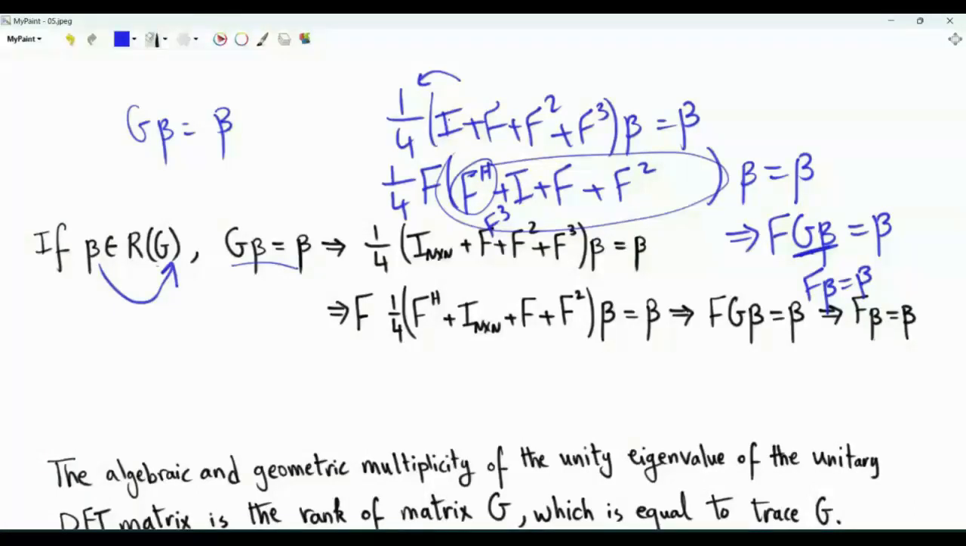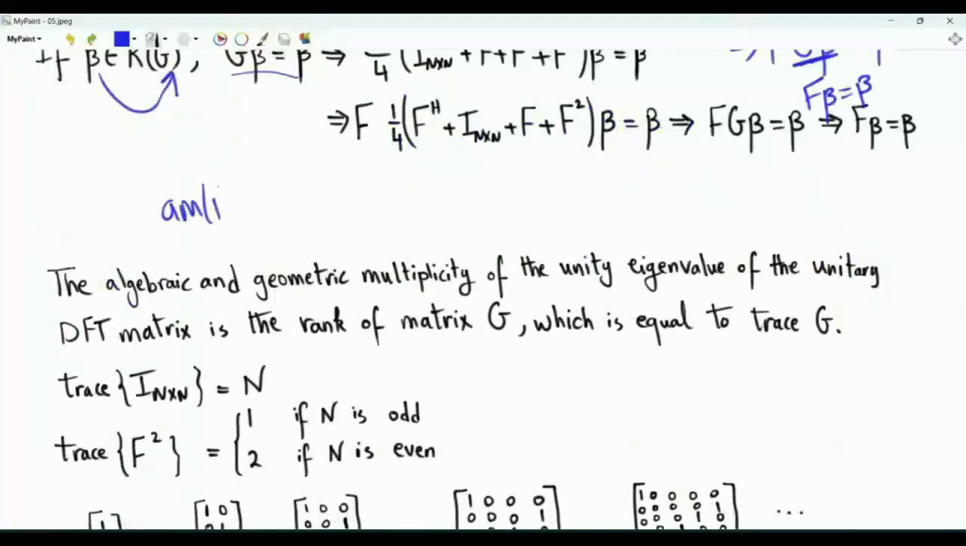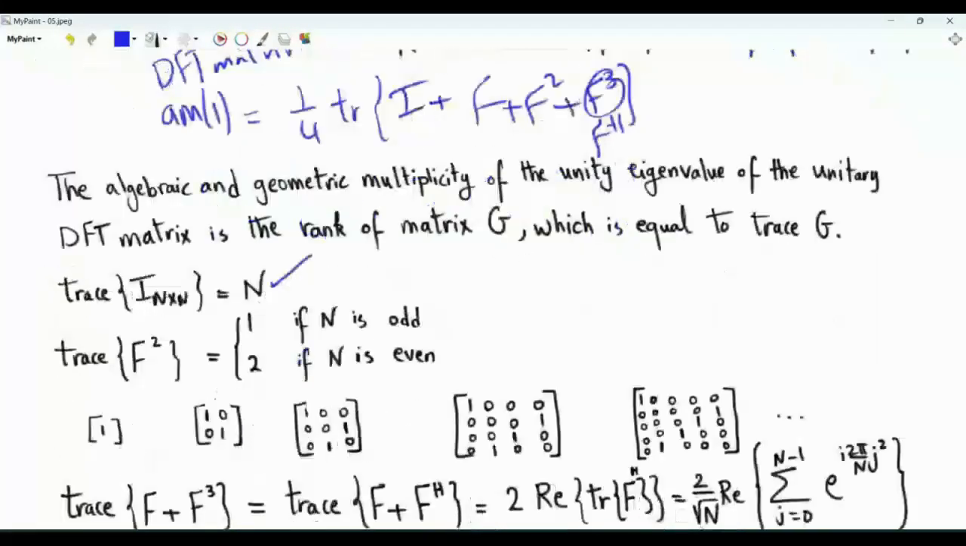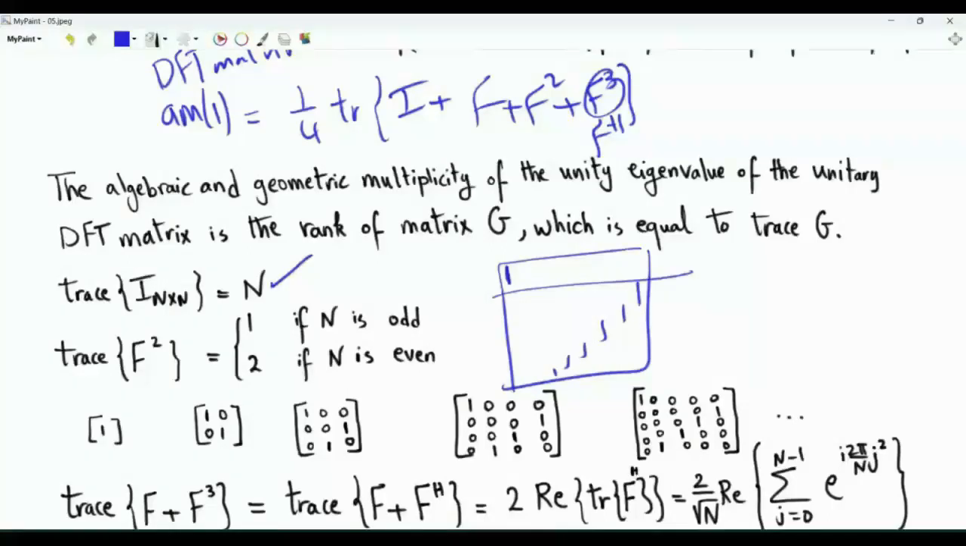And this is equal to the trace of G. So the algebraic multiplicity of the unity eigenvalue of the unitary DFT matrix is equal to 1/4 the trace of identity plus F plus F squared plus F cubed, which is F Hermitian. What is the trace of identity? That's n. The sum of the elements on the main diagonal, that's n. What about F squared? Recall the matrix F squared. It's a symmetric real valued matrix. It has 1 here, and then you take identity and flip it left, right, like this.